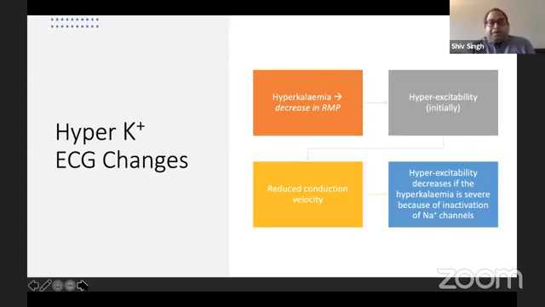So what about hyperkalemia? This is a lot more dangerous. We know that hyperkalemia can lead to a decrease in resting membrane potential, which can cause hyperexcitability initially. Later on, with severe hyperkalemia, there's a reduction in conduction velocity. Hyperexcitability decreases in severe hyperkalemia, and this occurs because hyperkalemia causes inactivation of the sodium channels as well.